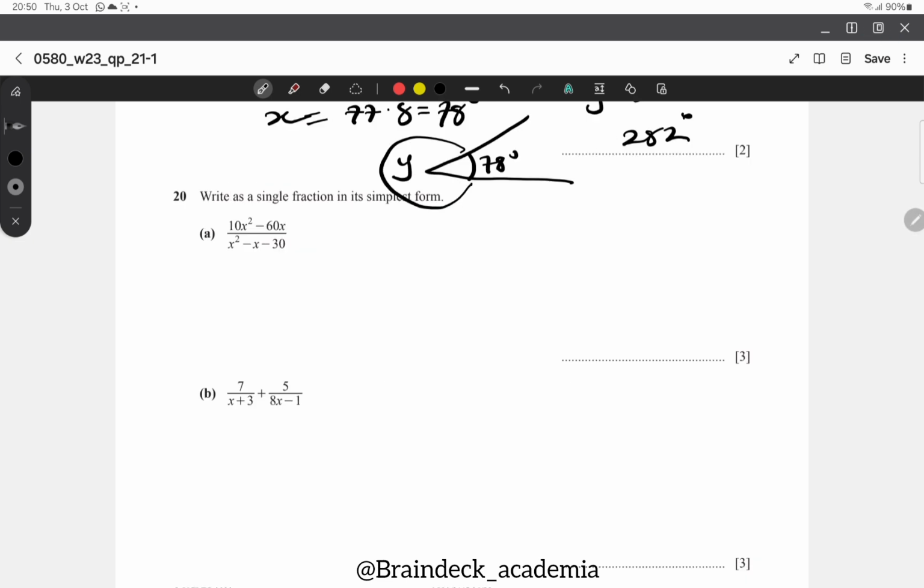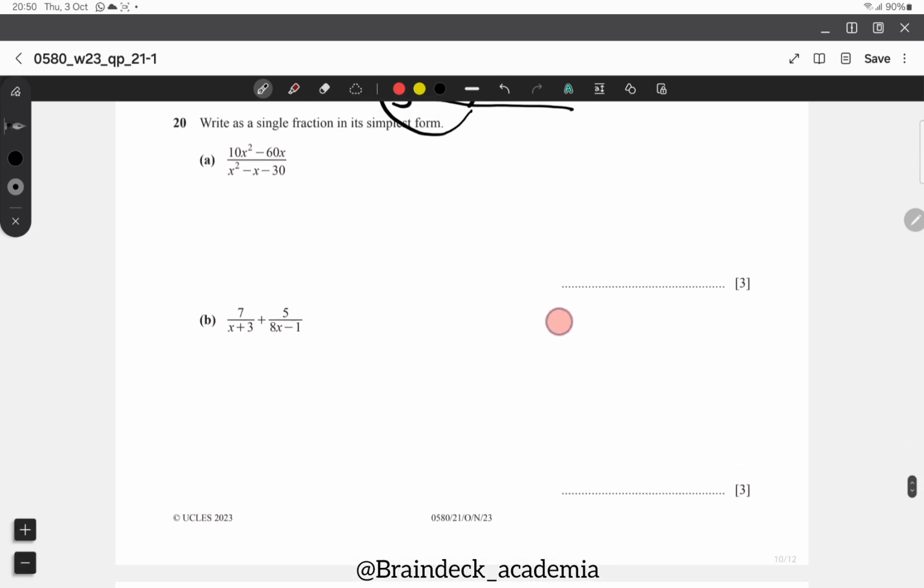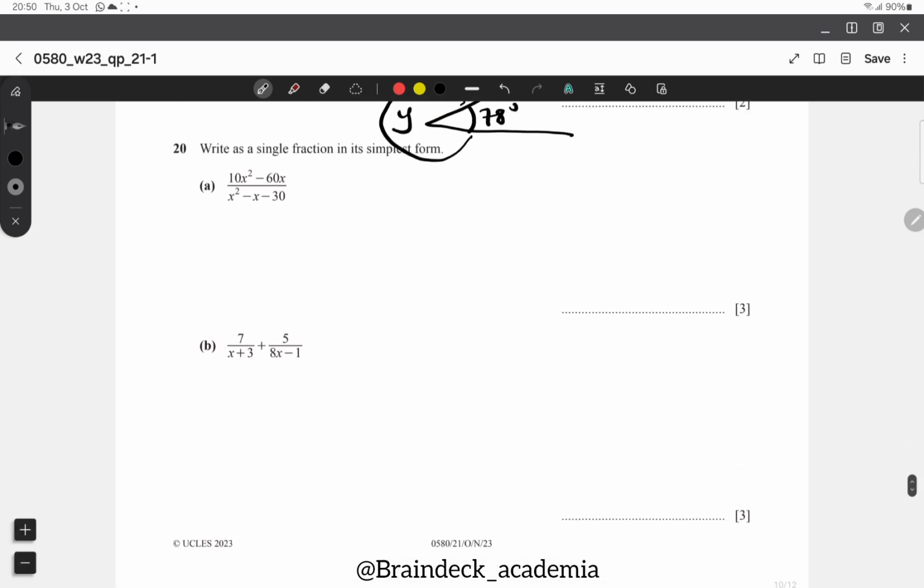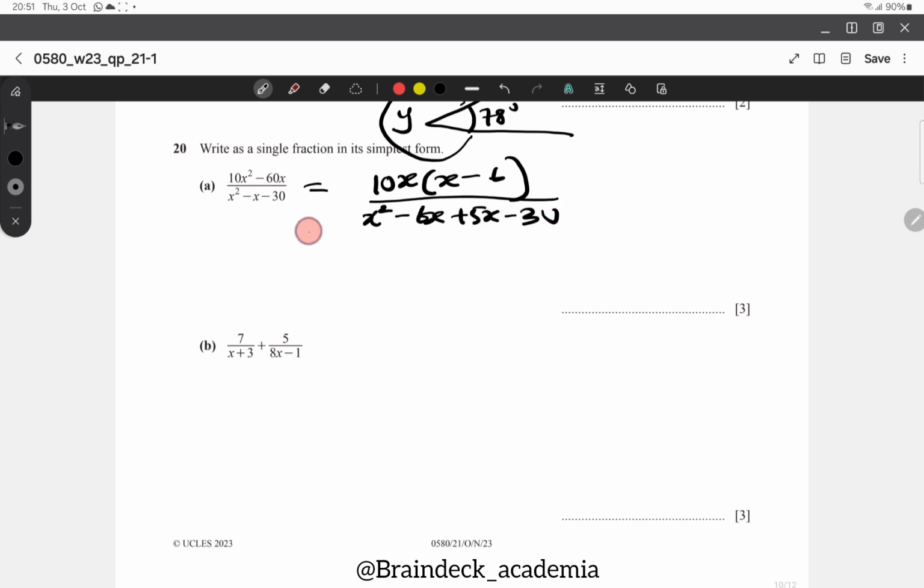Number 20. They say write the single fraction in the simplest form. This is actually simple. Let's solve this. We can simply do this. The common factor here is 10x. I can do 10x bracket x minus 6. Then I factorize the bottom part. I have x squared minus 6x plus 5x minus 30. I have 10x bracket x minus 6.